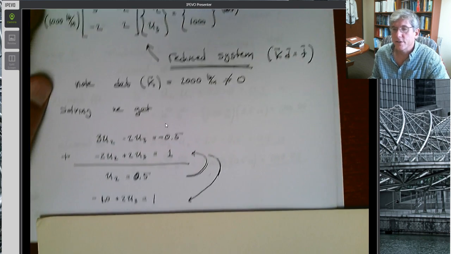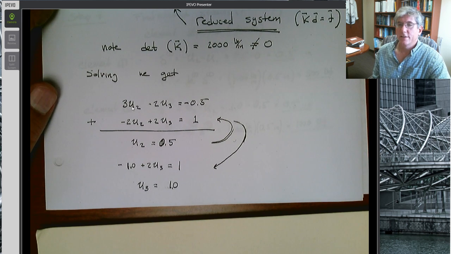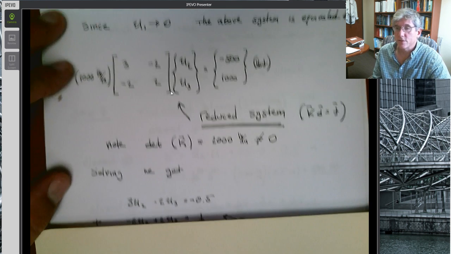And so here's just the math. I take the two equations, divide by 1,000, add them together, and I get U2 is equal to 1/2 of an inch. Then take that, put it back in the second equation, and get that U3 is 1 inch. So that's my solution. The displacement at the second node is 1/2 of an inch to the right, and the displacement at the third node is 1 inch to the right. I got it from this reduced system.